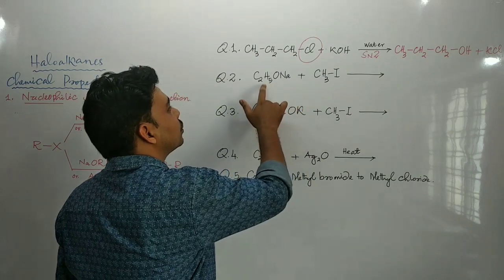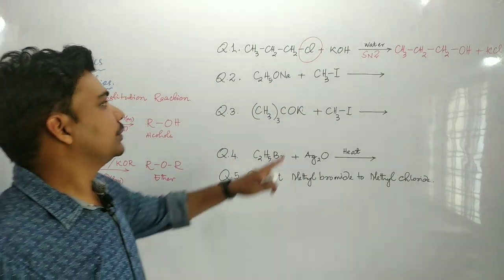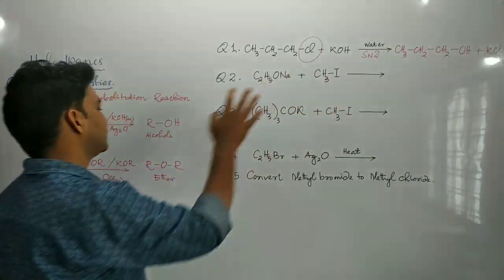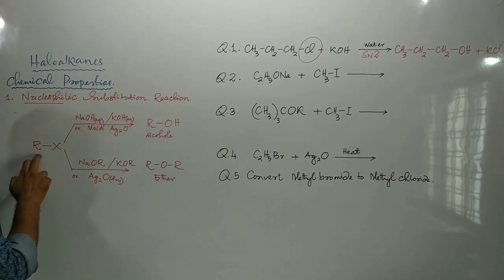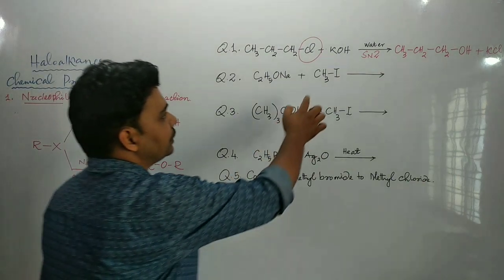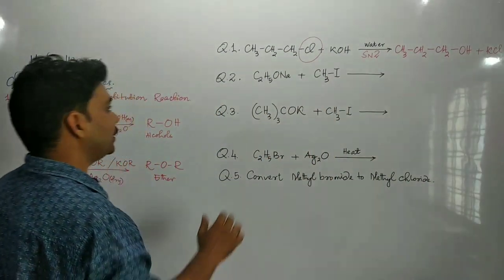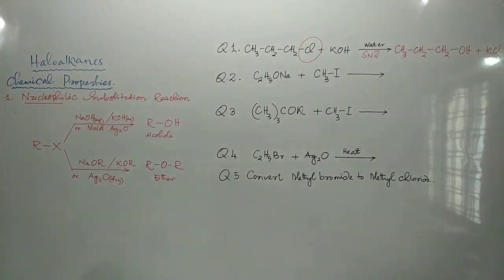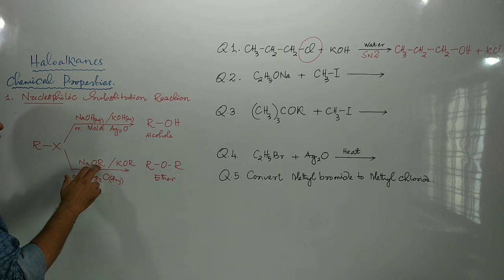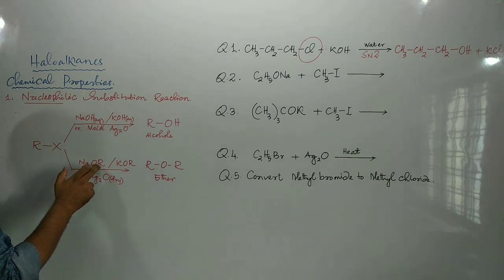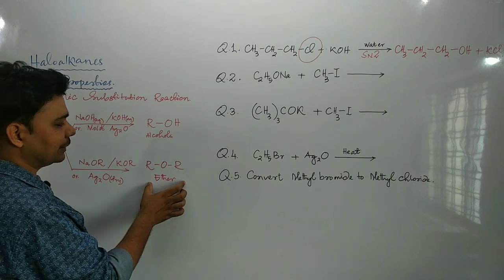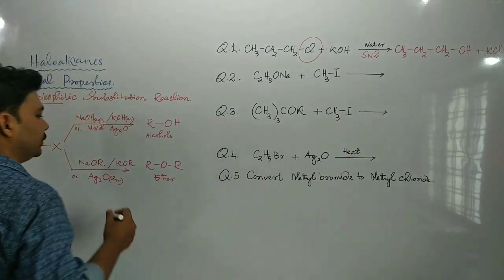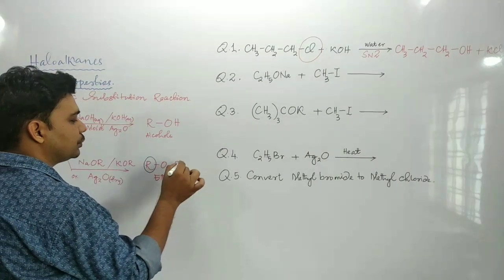Come to the second question. Here sodium ethoxide has been given with methyl iodide. Methyl iodide is an example of alkyl halide, and it has been treated with sodium ethoxide, one sodium alkoxide. When alkyl halide is treated with sodium alkoxide, you will get the ether. Just look here. Here two R groups are present.